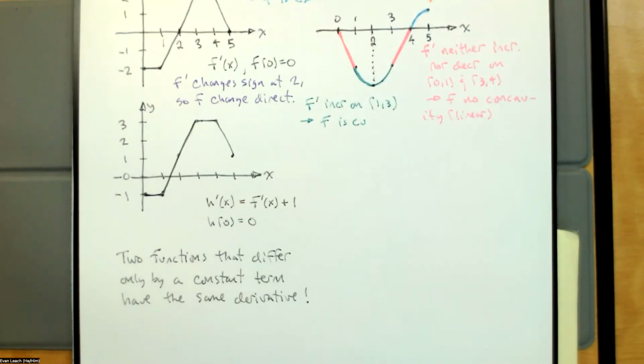This is because the derivative of a constant term is equal to 0. This is because a constant term represents a horizontal line, and the slope of a horizontal line is equal to 0.